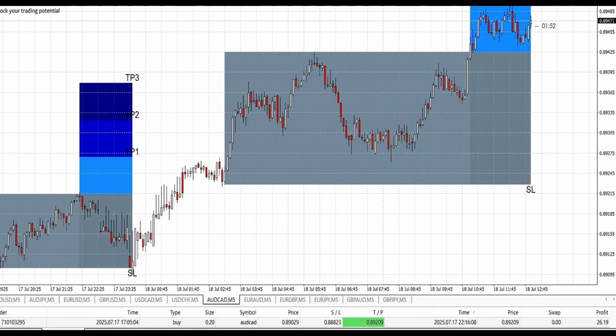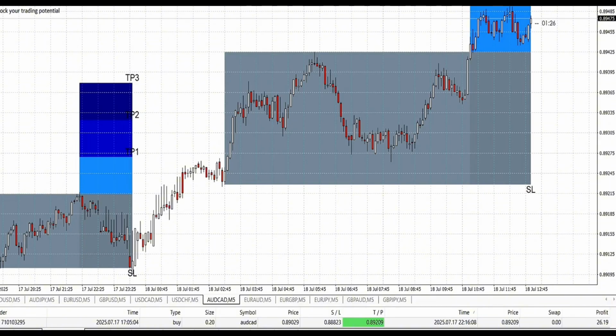And there it is, traders. Another successful trade. As you can see, our buy trade hit take profit level 2 just as planned, locking in a nice profit of 26.19 USD. We followed the indicator's signal, trusted the setup, and stayed disciplined. That's the power of a rules-based strategy.